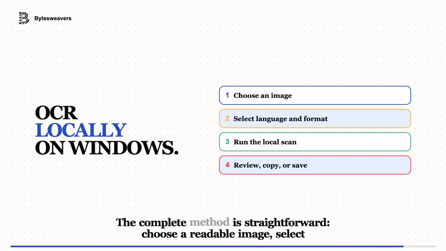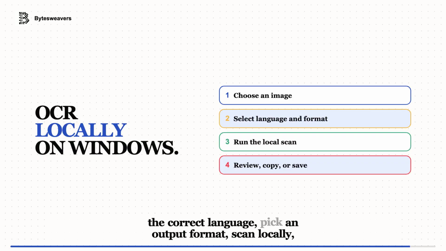The complete method is straightforward. Choose a readable image, select the correct language, pick an output format, scan locally, review the text, and then copy or save it. That is how to OCR images locally on Windows with AI Offline OCR Scanner Pro.